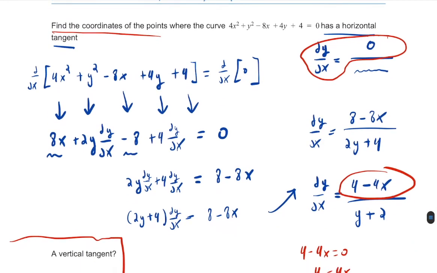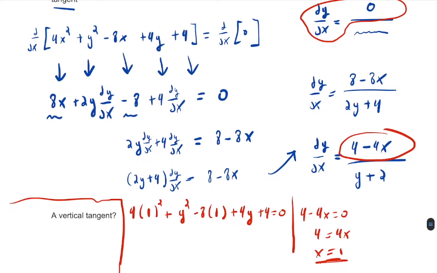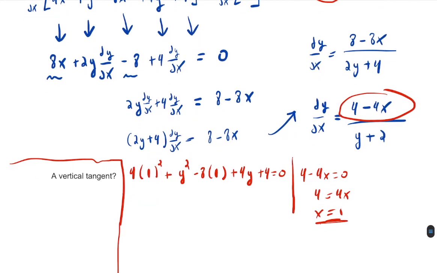So this is a bit of a pain, but I need to go back to this original function, 4 times (x squared plus y squared), and you'll see why I'm doing this in a second, minus 8 times x plus 4y plus 4 equals 0. That is a true statement in the original function, and I need to go ahead and plug in the 1 for x and solve for the possibilities for y. This will be 4 plus y squared minus 8 plus 4y plus 4 equals 0.